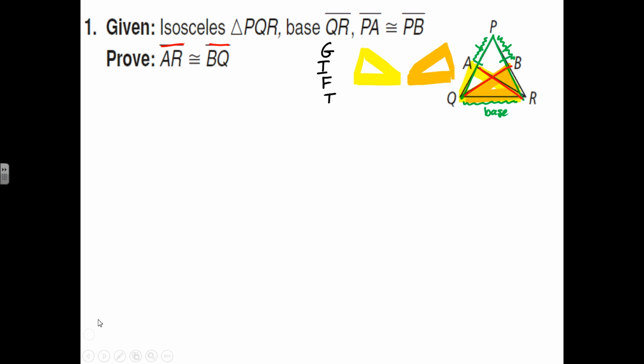Okay, so our goal is to get these triangles congruent. And if the whole triangle is congruent, write the word whole, then the parts are congruent. That's where we're going here. So here are the triangles that you're trying to get congruent. Now they are pulled apart: A, Q, R, and B, Q, R.